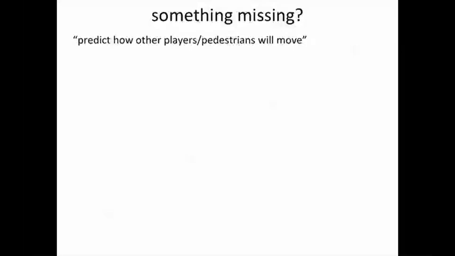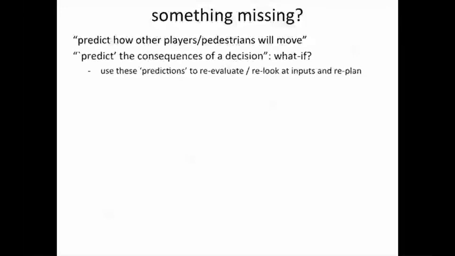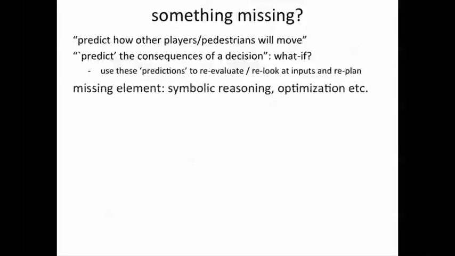if you're trying to predict how other players or pedestrians on the road will move, or if you're trying to predict the consequences of a decision, suppose one takes a decision, one imagines the future. If I did X, then Y will happen. If I did Z, then A will happen. And we are continuously imagining the future by playing things out in our head.